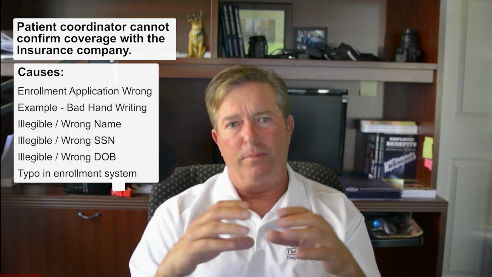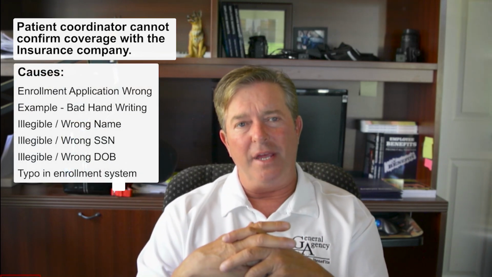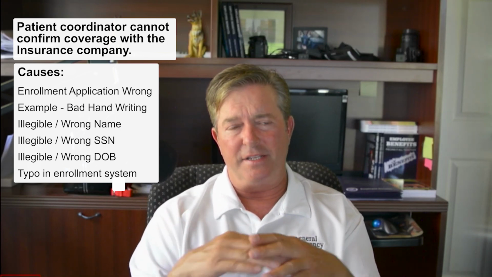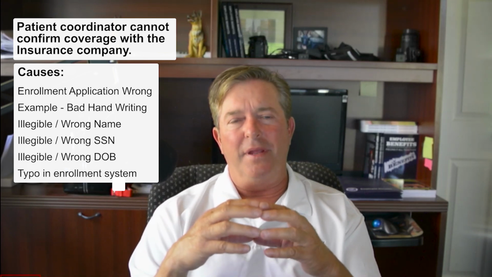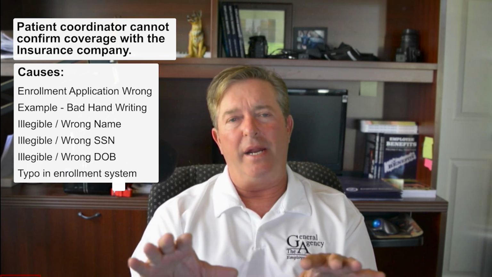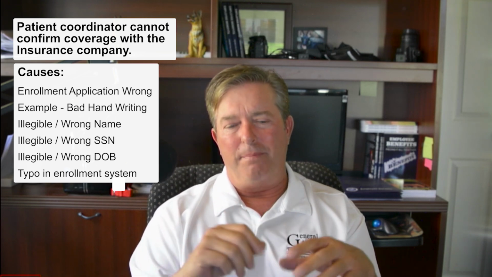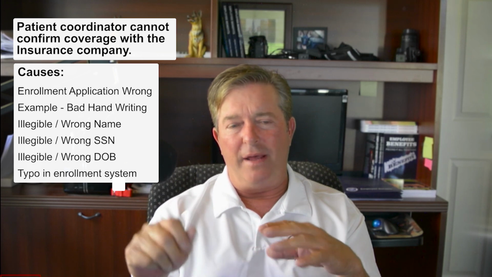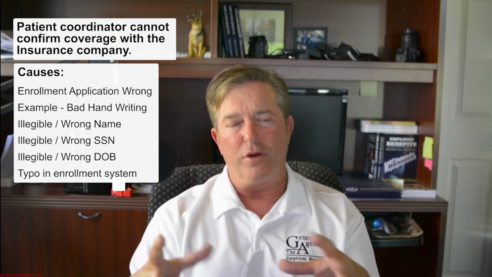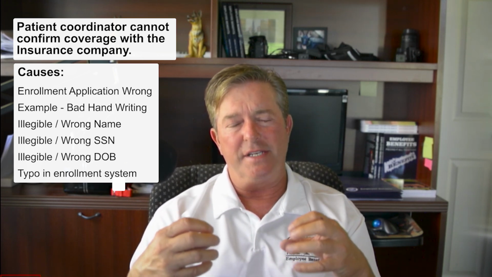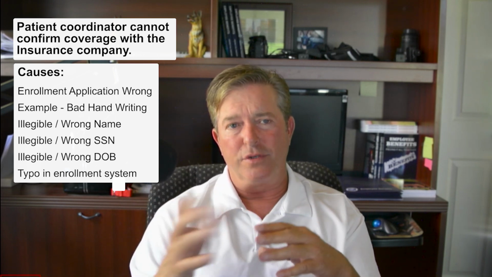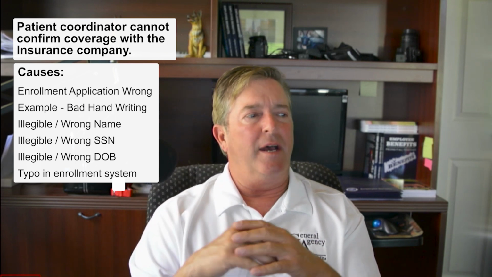If the information on your employee application is wrong, then the system will kick it back as a mismatch and say, hey, this person's not covered. And a good example is bad handwriting. We get this a lot where people fill out their applications quickly and they don't have very clear handwriting, and the person that's inputting the information in the system mistakes birthdays, for example, or social security numbers.